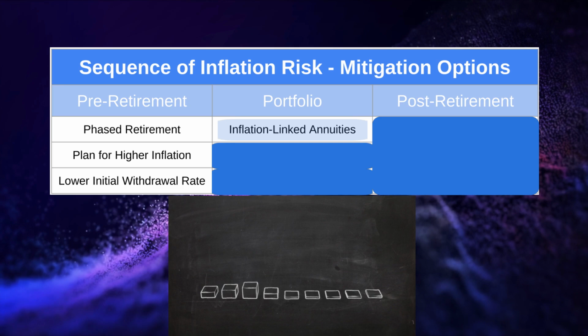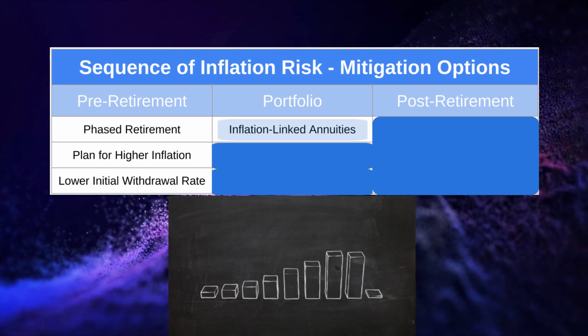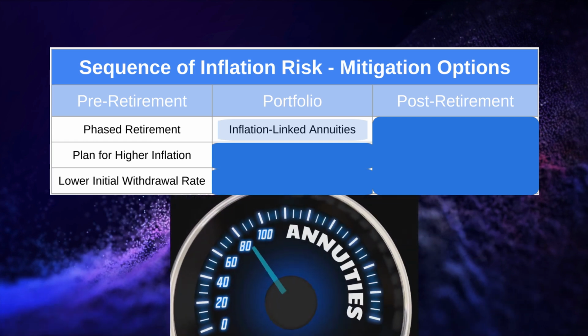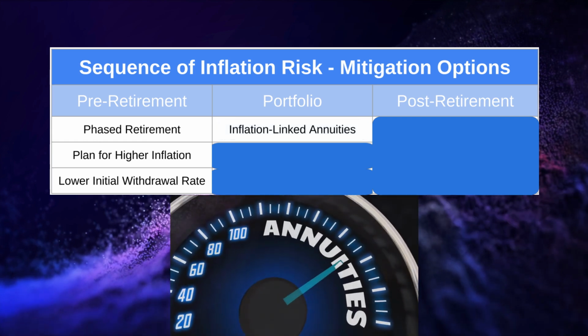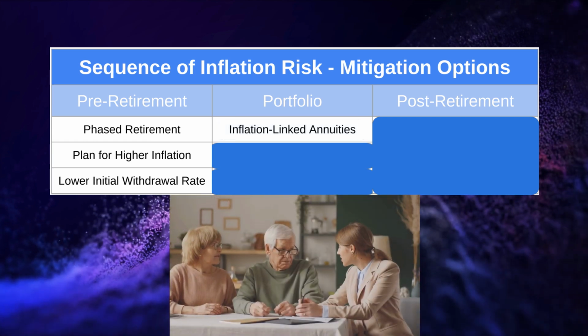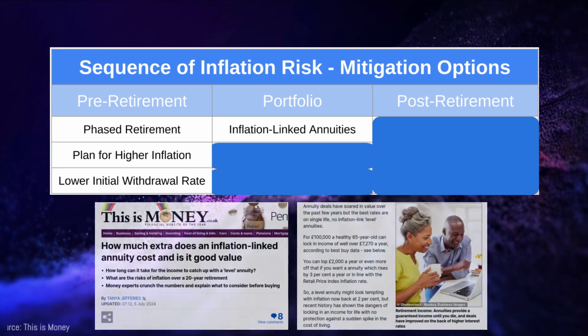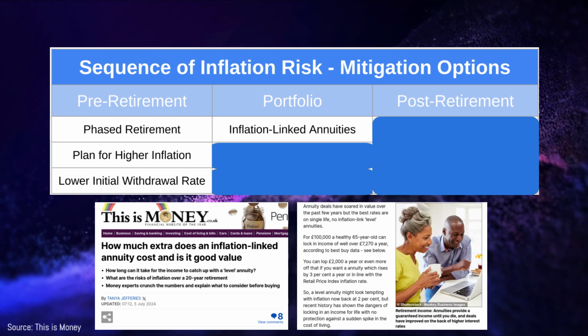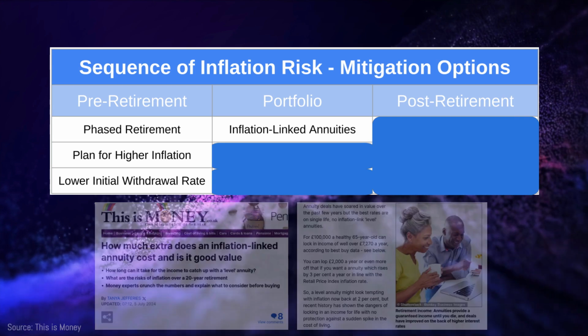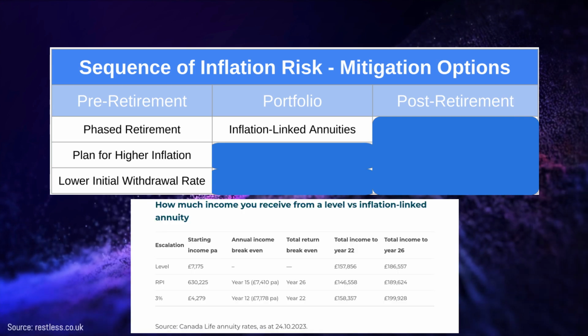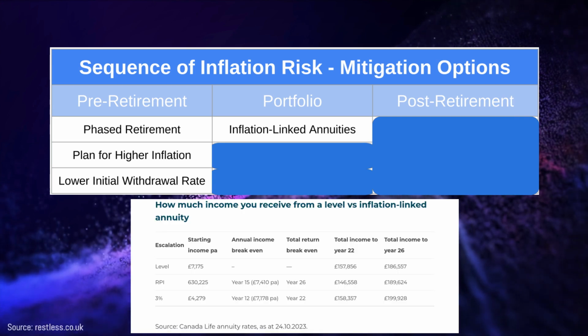First, inflation-linked annuities. In the current high-interest rate environment, annuities have regained popularity among retirees, who prioritize a guaranteed income stream. There are many options to consider, such as fixed-term versus lifetime annuities, and level versus escalating versus inflation-linked payments. As with most financial products, greater certainty comes at a higher cost.